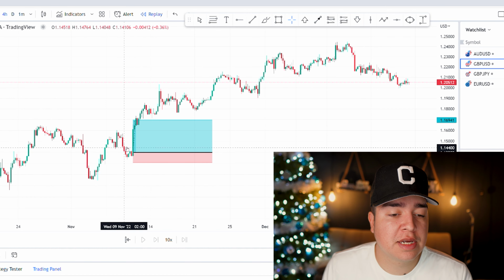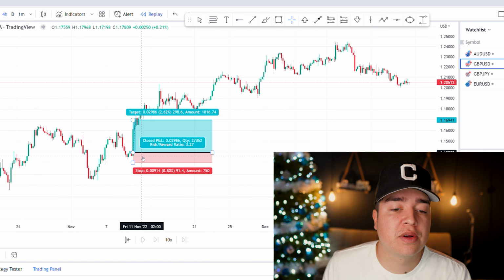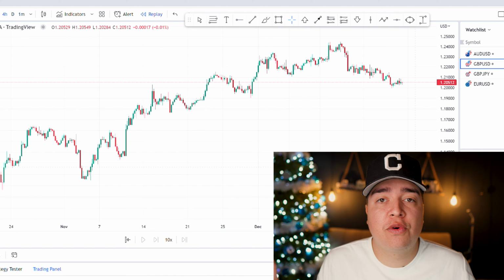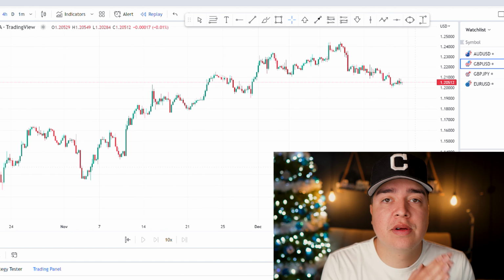For instance, if we were to take a trade right here, we will be betting that the British pound is going to be stronger than the United States dollar. It pushed up, which made it stronger. Essentially, that's what Forex trading is. No reason to complicate it. We're just betting, is this one stronger or weaker than the other pair?